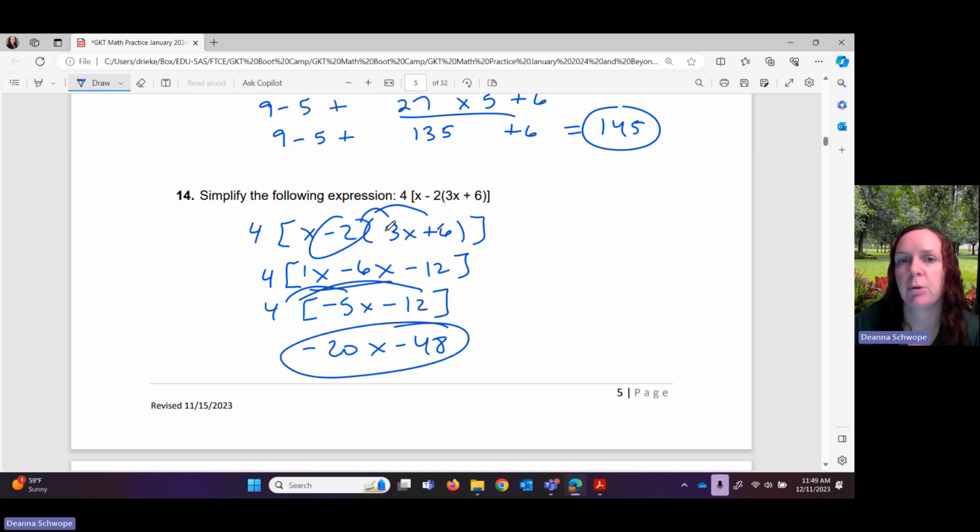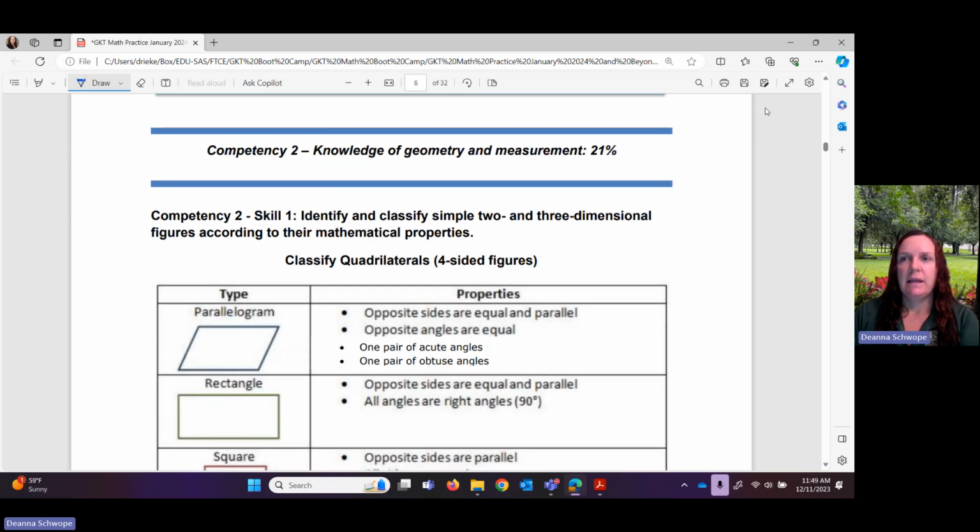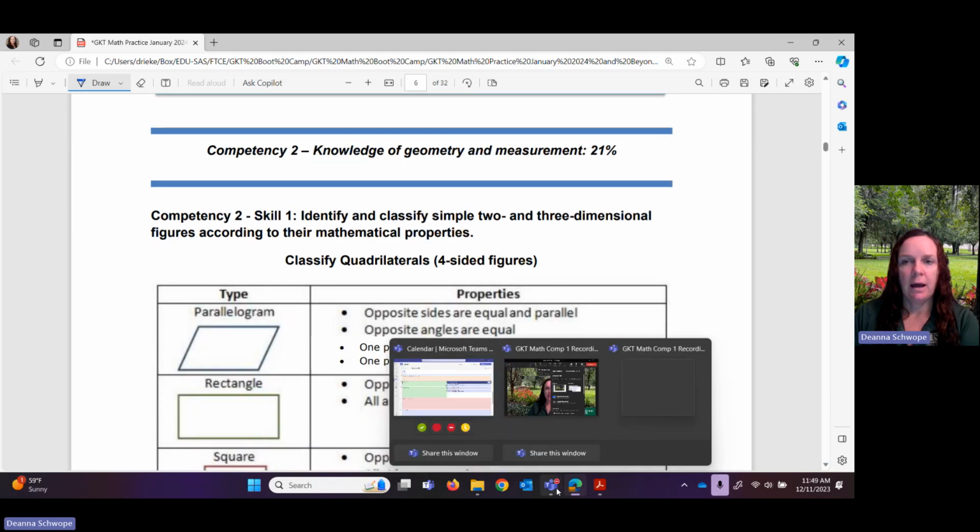Lots of practice with order of operations and kind of simplifying expressions with algebra. And that brings us to the end of competency 1.